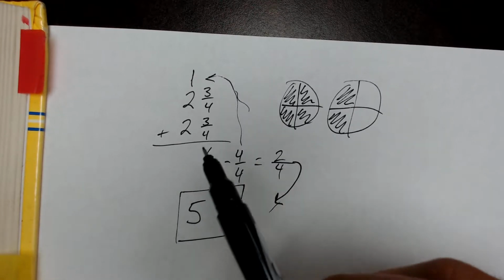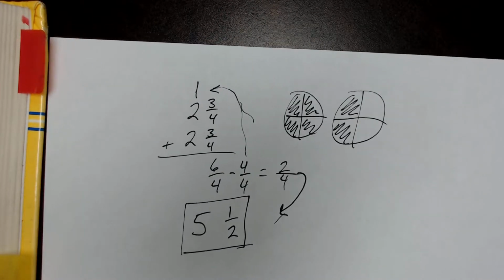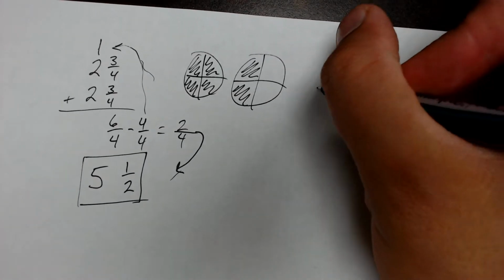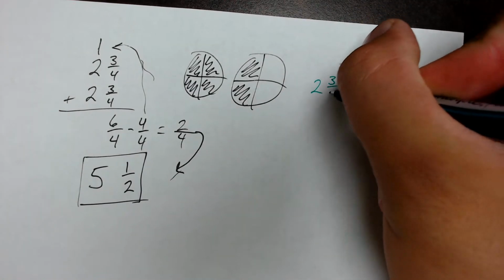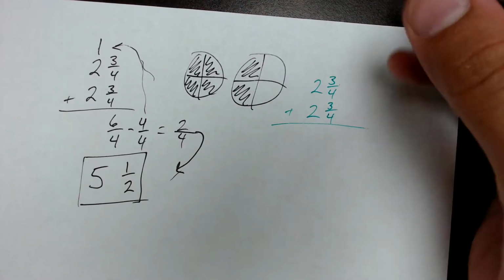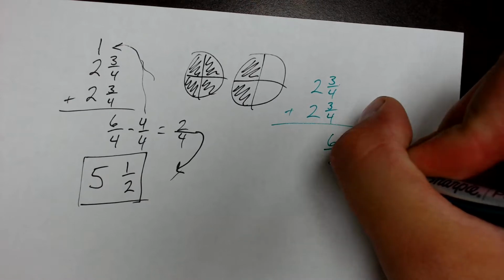we just kind of keep adding. So I'll go ahead and show you that one next, and we'll do that one in green. So we'll take the same problem, slide over here, 2 3/4 plus 2 3/4. We'll add that together. We already know the 3 and 3 is going to add up to 6/4.